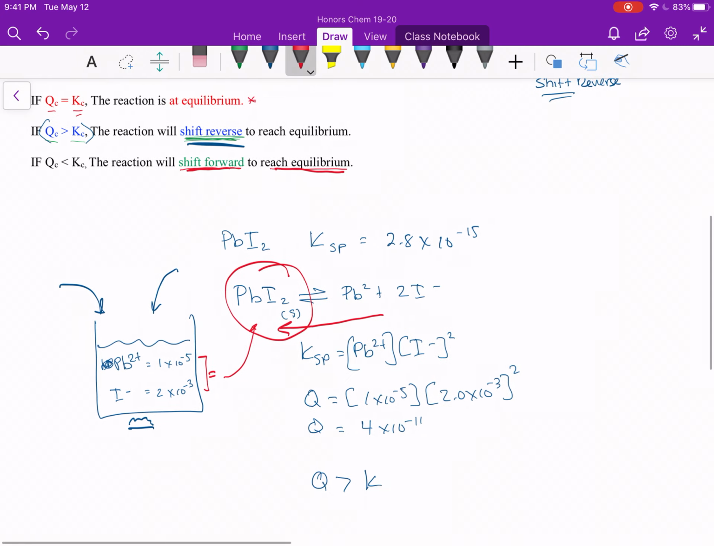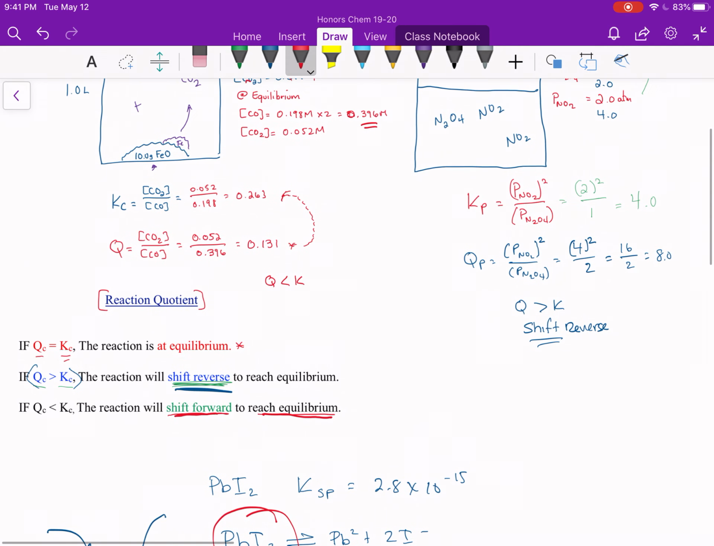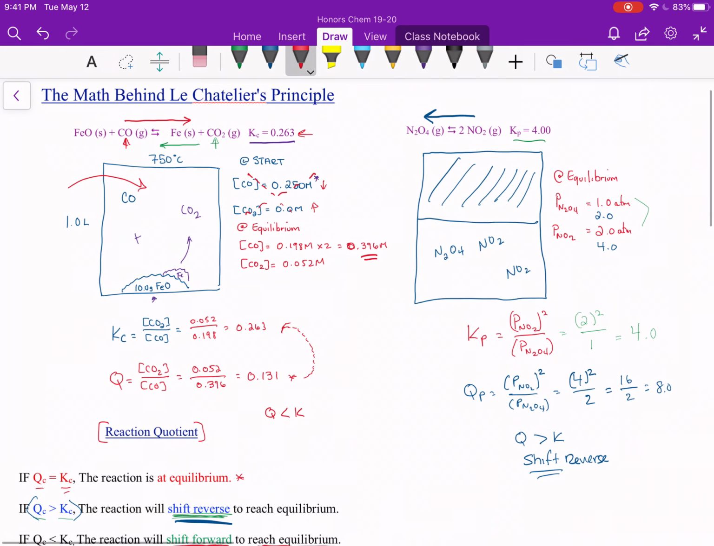There is something that we can do for temperature. It's a little bit more complex, so we're going to bypass that right now. We will get into it next year in AP Chemistry if you choose to take AP Chemistry. And so that's how we can use the reaction quotient to back up what we see with Le Chatelier's principle.